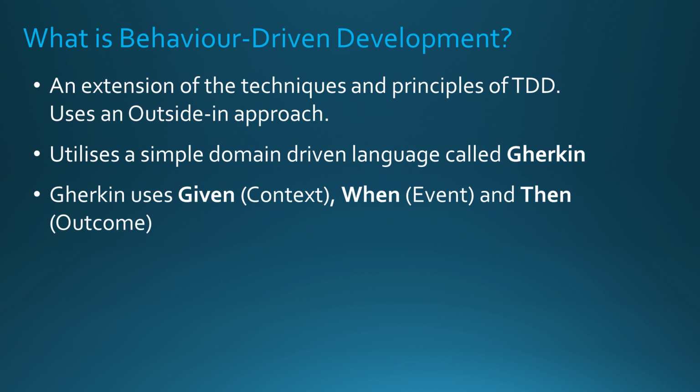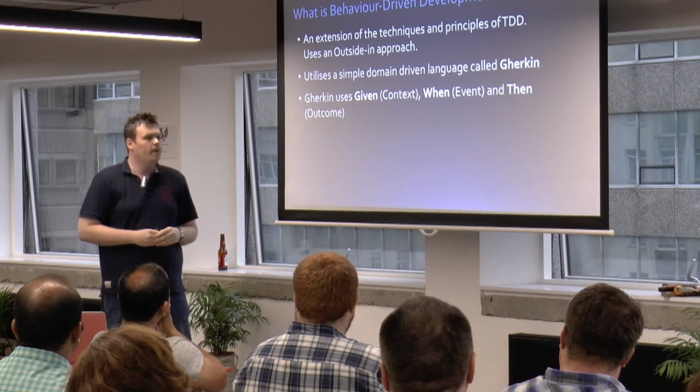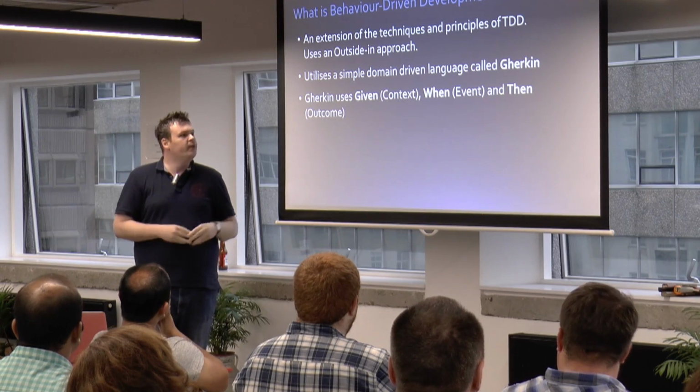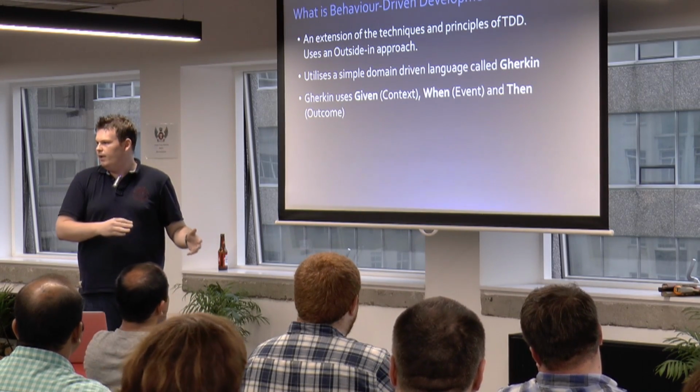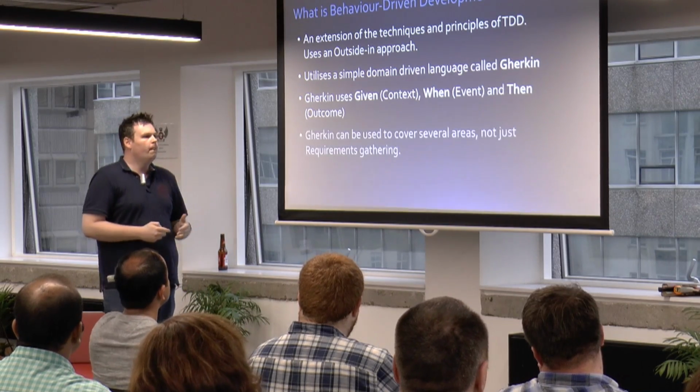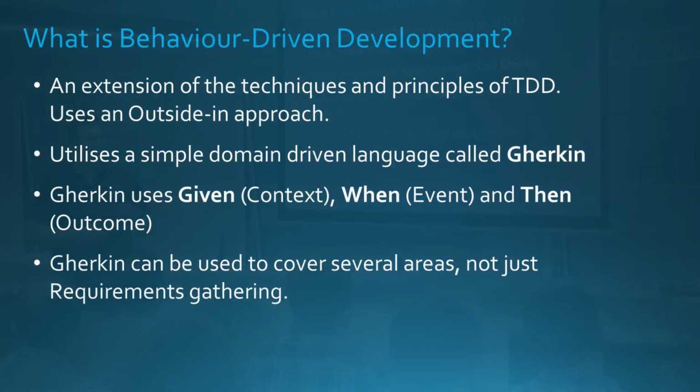And Gherkin uses three main things, which is given, when, and then. So given is the context. You're framing the context of the feature. When is the event, that's the action, that's what the feature is going to do. And then is the outcome of that event. Okay? Really simple to understand. Really, really simple.